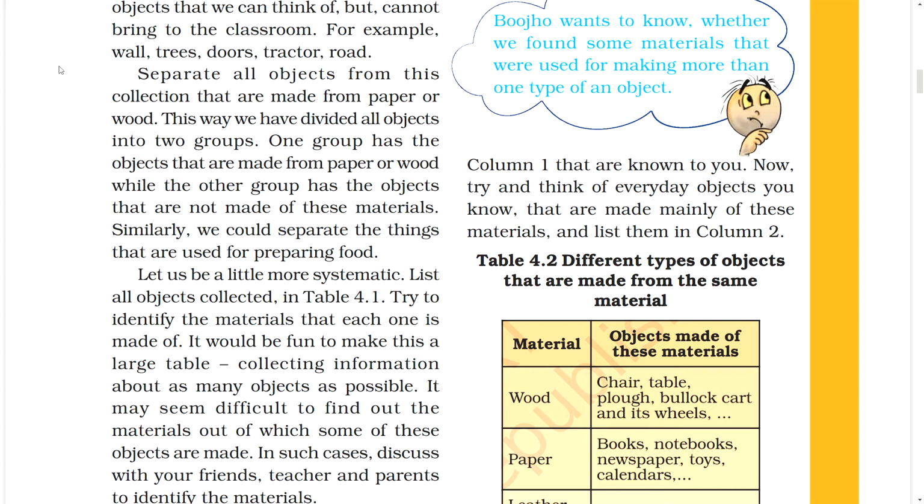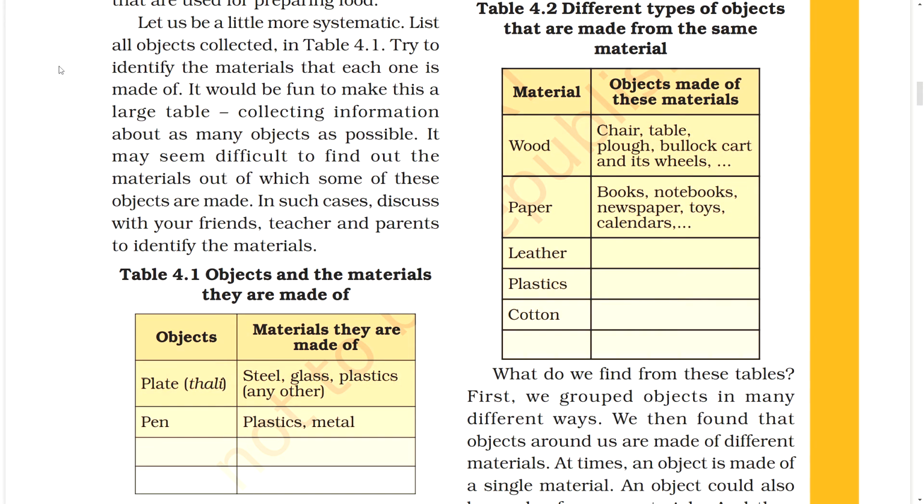Objects made of these materials: wood: chair, table, plow, bullock-cart and its wheels; paper: books, notebooks, newspaper, toys, calendars; leather, plastics, cotton. What do we find from these tables?